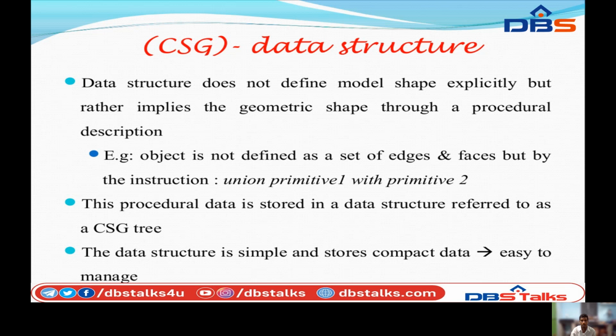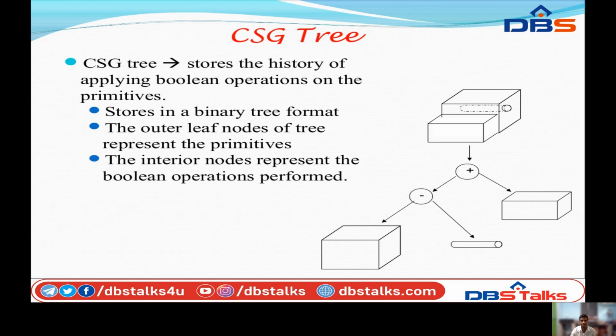For example, an object is not defined by a set of edges and faces, but by instructions. That means here, in this data structure, we are discussing procedural description. This procedural data is stored in a data structure. These complete instructions stored in the data structure are referred to as a CSG tree. A CSG tree consists of faces, edges, and vertices in an order. Okay, this is the CSG tree.